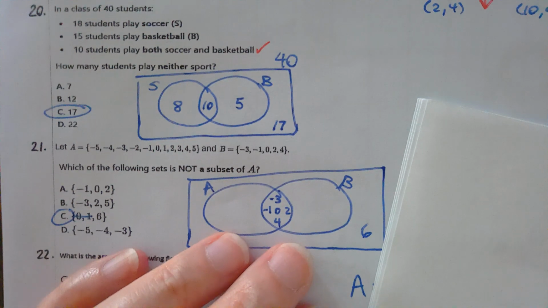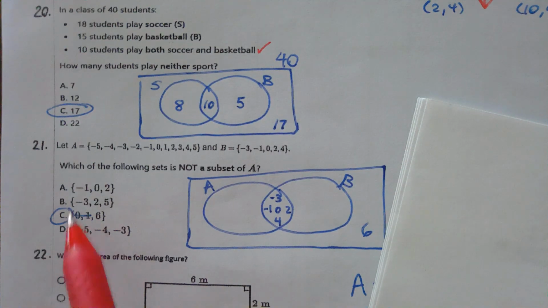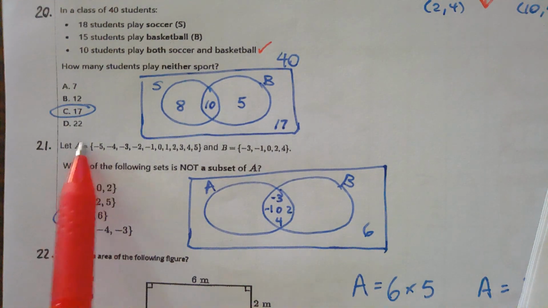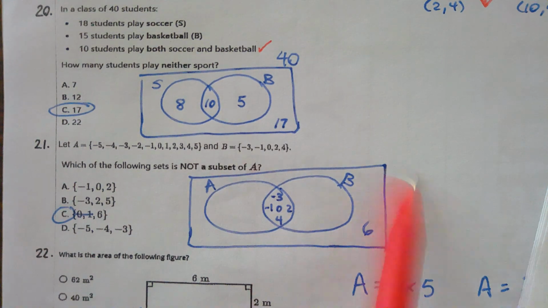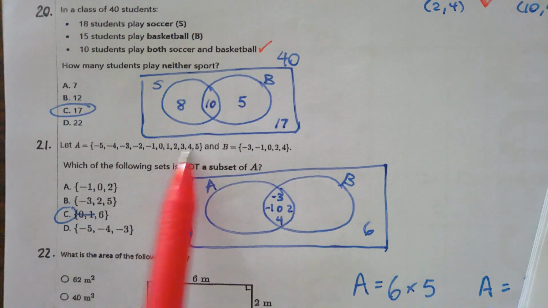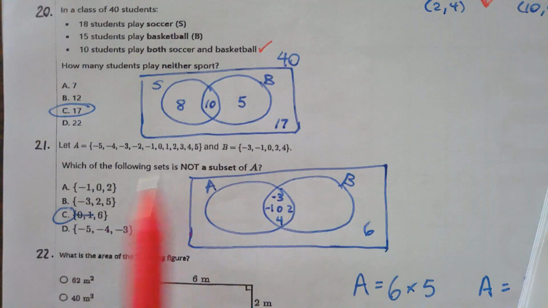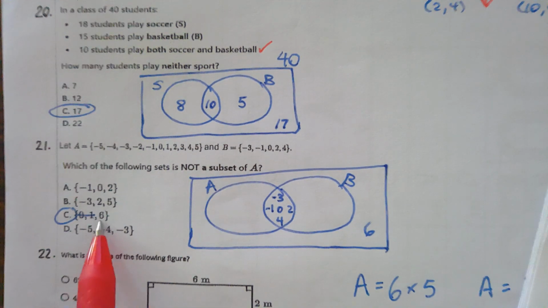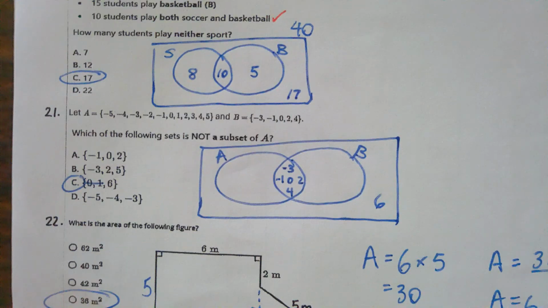This one I made a mistake in the question. It should only say 6. It's basically saying this is set A. You don't have to draw the Venn diagram. So what is not in set A? If you take a look at these ones, which one is not in it? Number 6. So C.